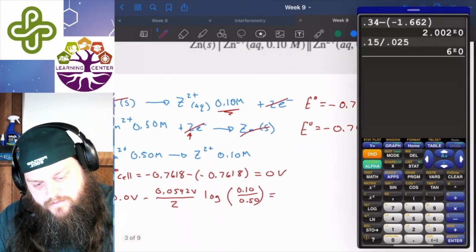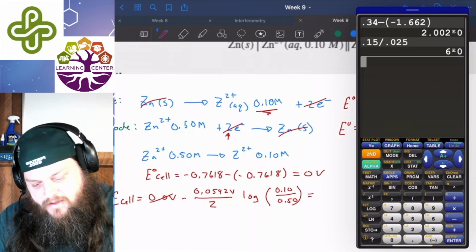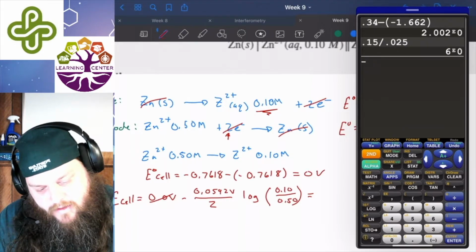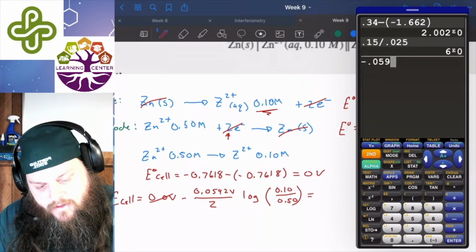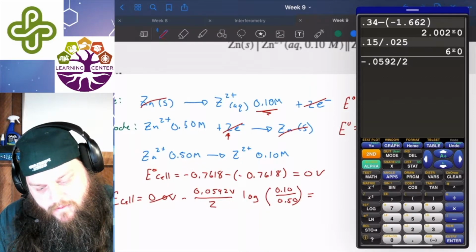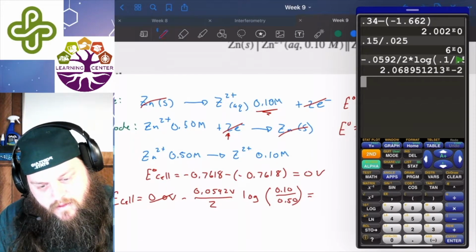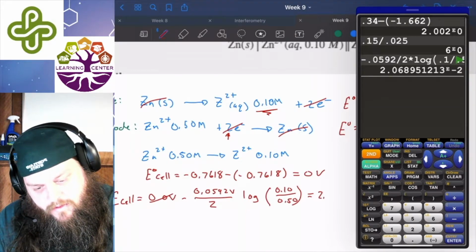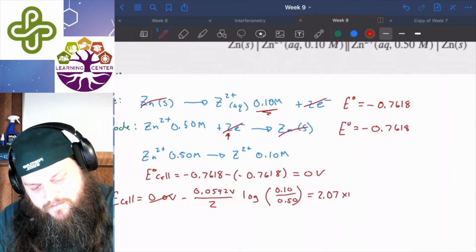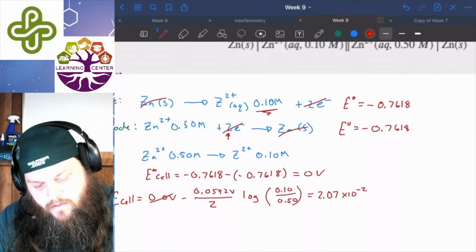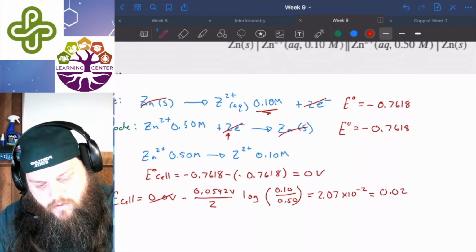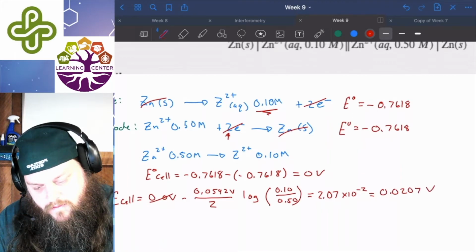So let's see what this is equal to. I'm going to leave off the 0 in the front because it's just equal to 0 and put a negative 0.0592 divided by 2 times logarithm of 0.1 divided by 0.5. And this is equal to 2.07 times 10 to the negative 2, which is basically 0.0207 volts.